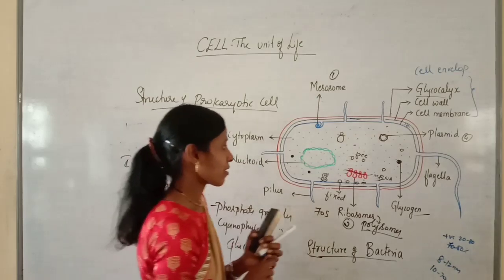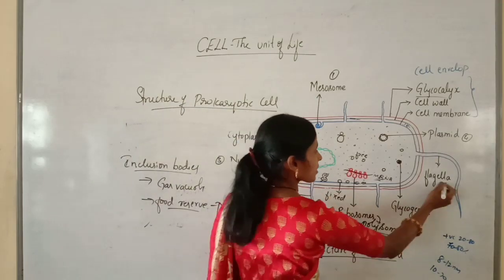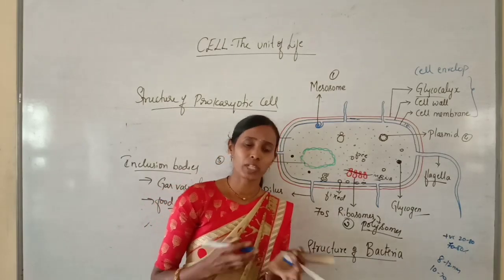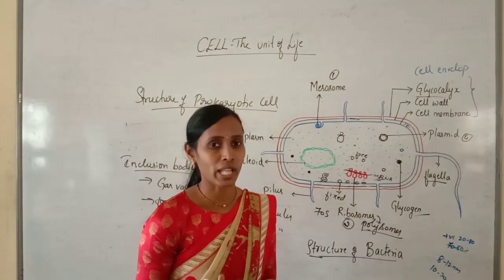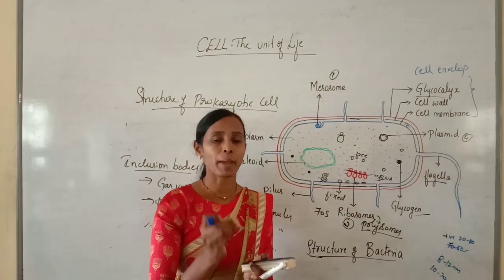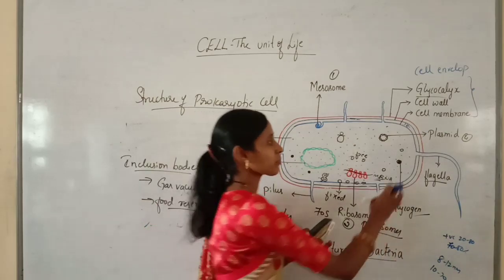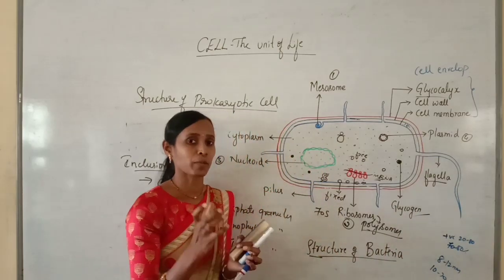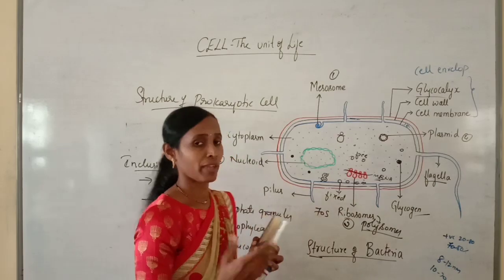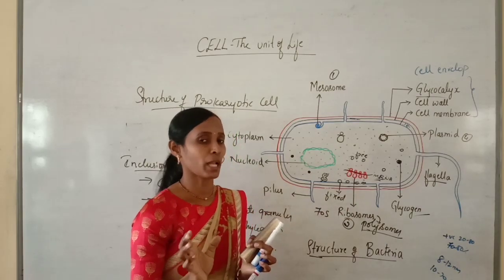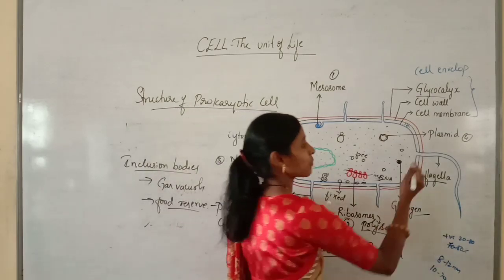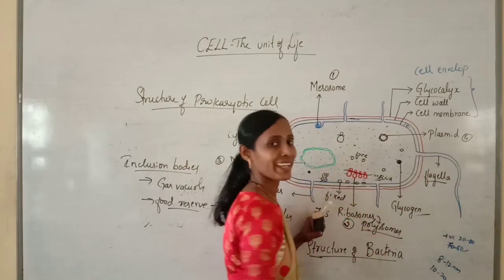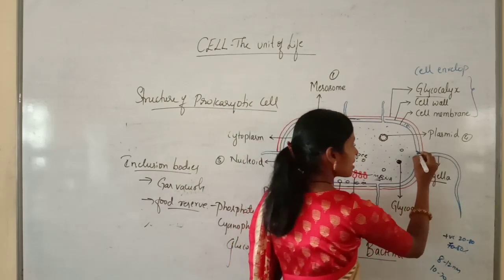And next one is flagella. See, the bacteria may be motile or non-motile. If they are motile, they have a thin membranous outgrowth from the cell wall called flagella. So flagella mainly help in locomotion. The number of flagella may vary, but flagella mainly help in locomotion. These are thin membranous outgrowths, elongated structures arising from the cell envelope.